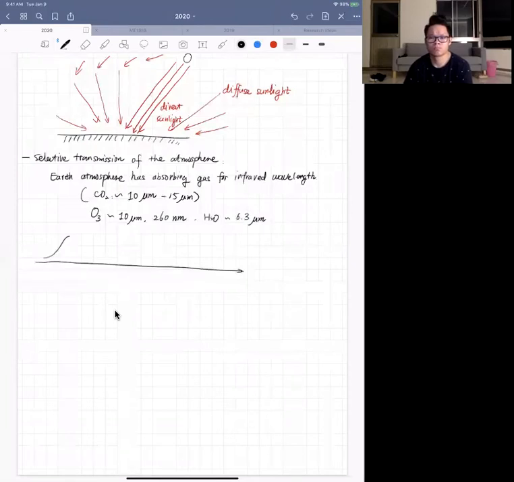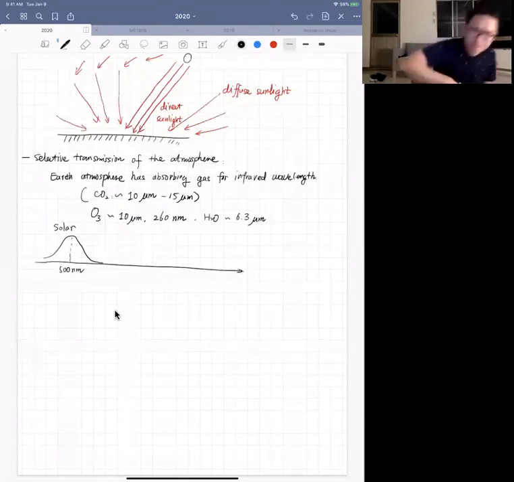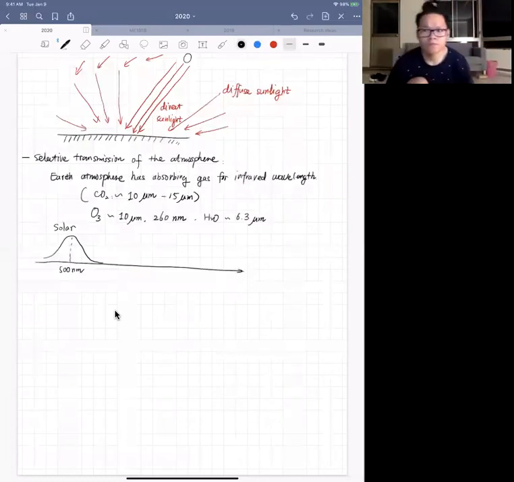So the solar spectrum, the incoming spectrum towards Earth, peaks around 500 nanometers. The Earth's atmosphere is relatively transparent to the incoming solar radiation. The transmittance is 45%, so about half of the solar spectrum can transmit through the atmosphere.